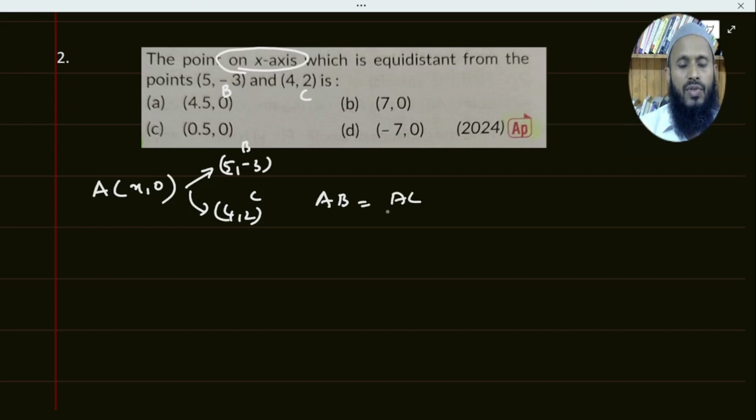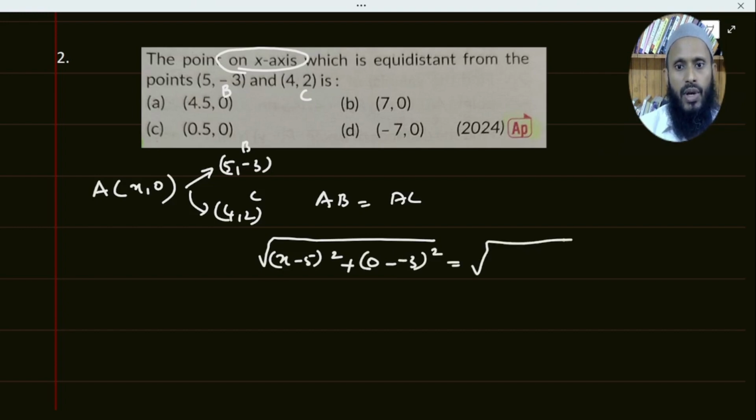So using the distance formula, I can find out the values on both LHS and RHS. LHS will be the square root of, the length AB will be (x - 5) whole square plus (0 - (-3)) whole square, which is equal to the square root of, what is AC? (x - 4) whole square plus (0 - 2) whole square.